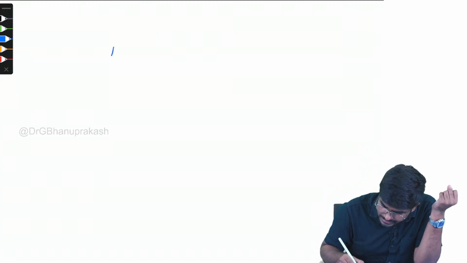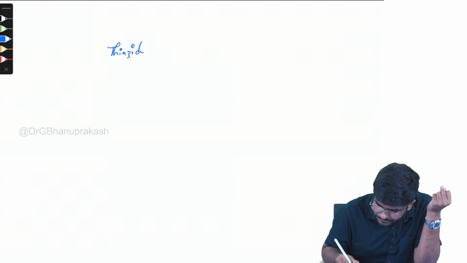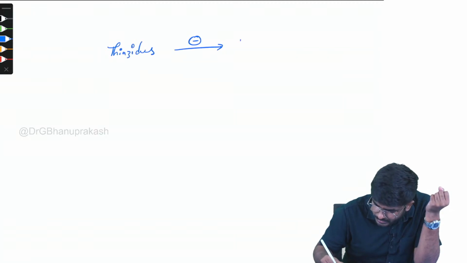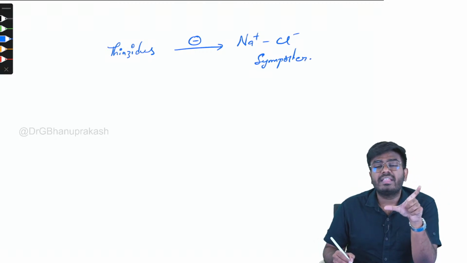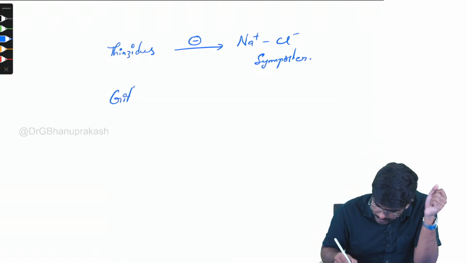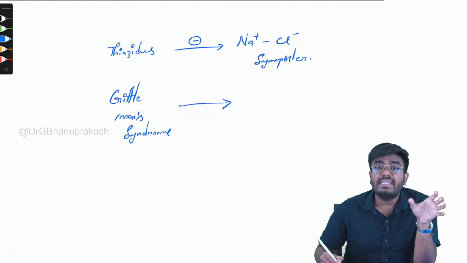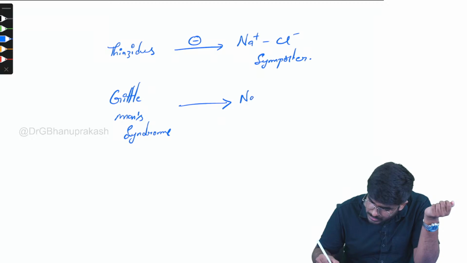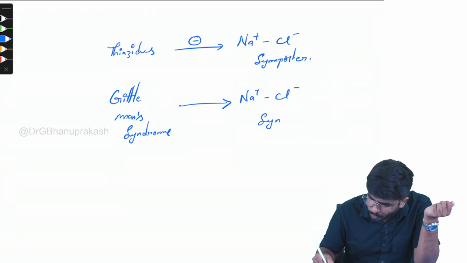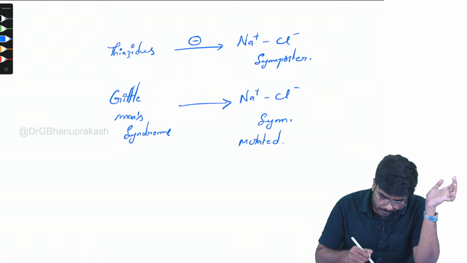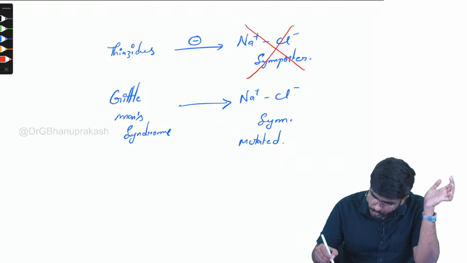Now, what I am saying is, thiazides inhibit the sodium chloride symporter. In the same way, there was one disease called Gitelman syndrome. In this Gitelman syndrome, by birth itself, the sodium chloride symporter is mutated. So, in both the conditions, the same transporter is affected.